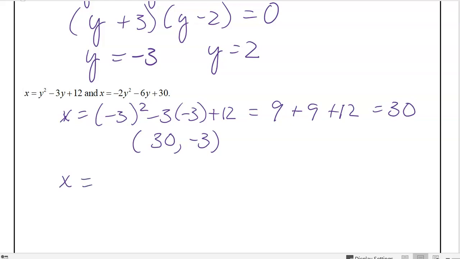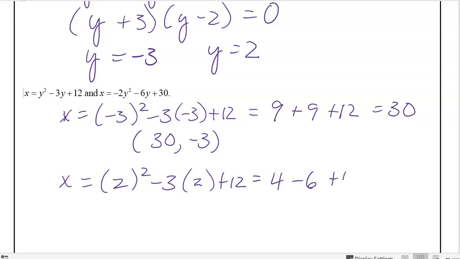This gives me x equals, now we use the y value of 2 to find the second point of intersection. 2 squared minus 3 times 2 plus 12 results in 4 minus 6 plus 12. That would give me negative 2 plus 12, which is 10. Notice that this is exactly what I expected to get, the point (10, 2). Now we need to finally complete our problem by setting up the integral.